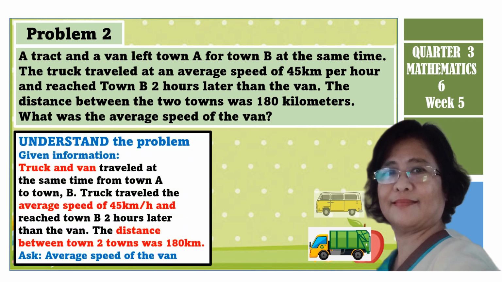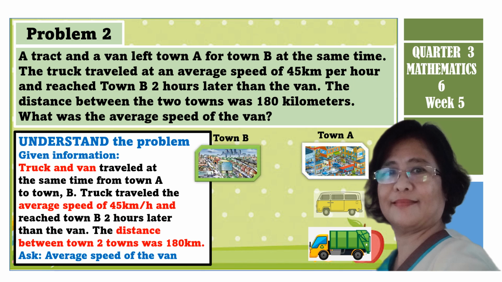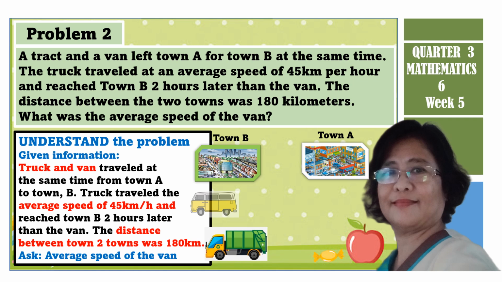Let us now understand the problem using the given information in the problem. The givens are: the truck and van traveled at the same time from town A to town B. The truck traveled at an average speed of 45 kilometers per hour and reached town B 2 hours later than the van. The distance between the two towns was 180 kilometers, and we are asked to find the average speed of the van.